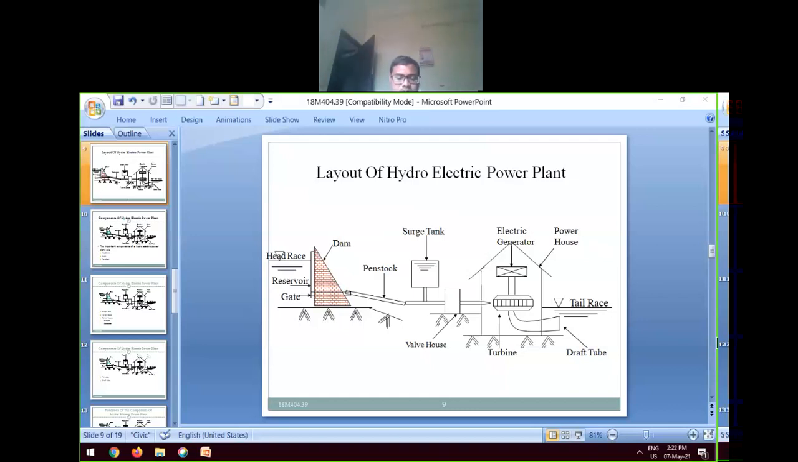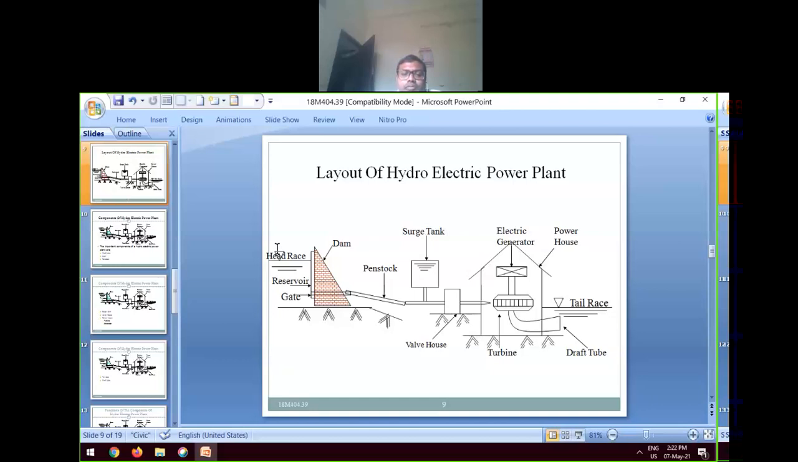The main parts are the head race. Here the water is stored in the dam up to the head race. Due to the rainy season, the water collected through rivers and canals occupies and is stored in the dam. A huge quantity of water is stored in the dam, which acts as a barrier. Then it is supplied in summer season for agricultural purposes or for drinking by animals and human beings.